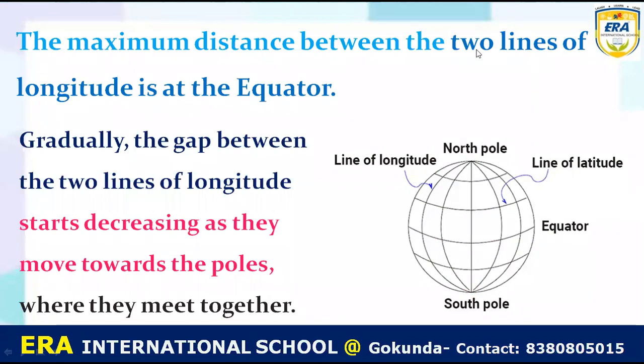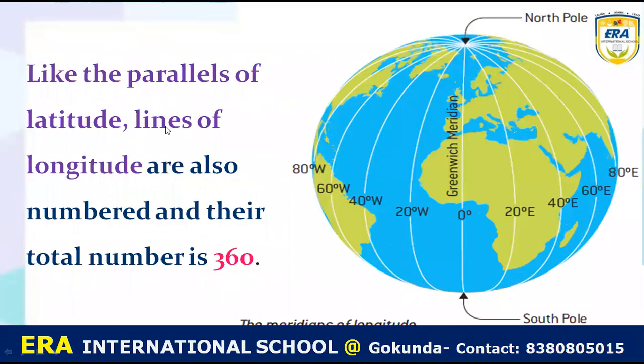Next point, like the parallels of latitude, lines of longitude are also numbered. 1, 2, 3, 4, 5, 6. So there are 360 longitudes. How many longitudes are there, like latitude? 360. Remember. So these longitudes are parallel to each other, and there are 360 longitudes.